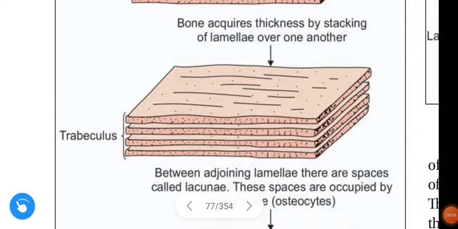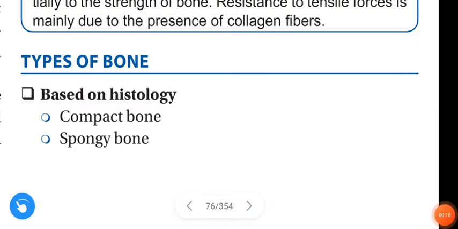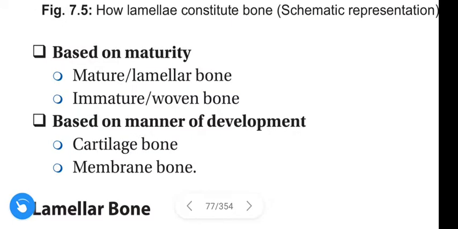In this video we are going to learn about the lamellar bone and woven bone. Before discussing these, a small introduction about the types of bones. The bone is divided based on three types. First one is histology, second, maturity, and the third one is the manner of development.